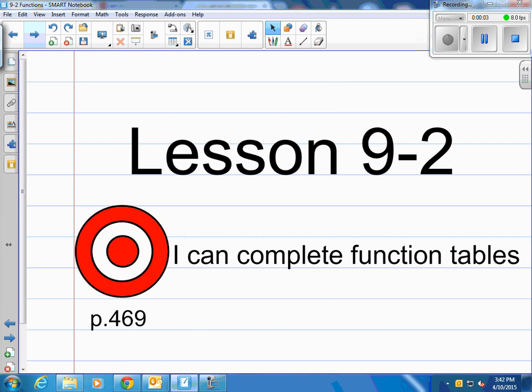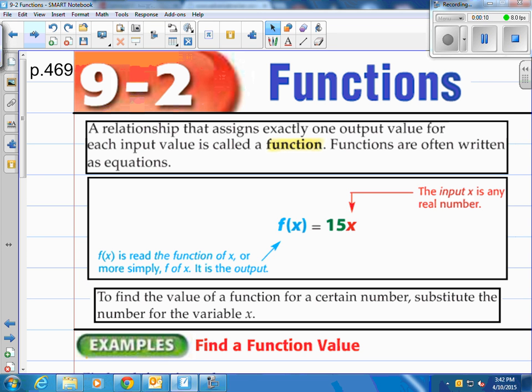This is lesson 9-2 in our books on page 469, and the target is I can complete function tables and understand functions. Well, what is a function? A function is a relationship that assigns exactly one output value for each input value. And functions are often written as equations. And here's an equation shown here, but in function format.